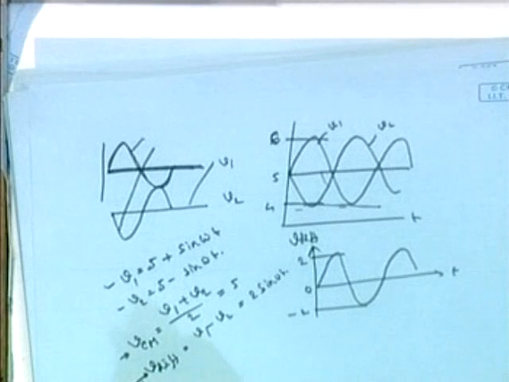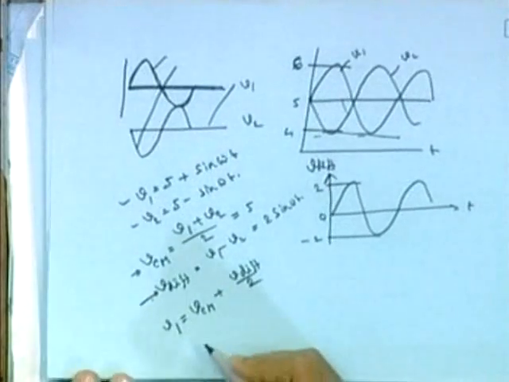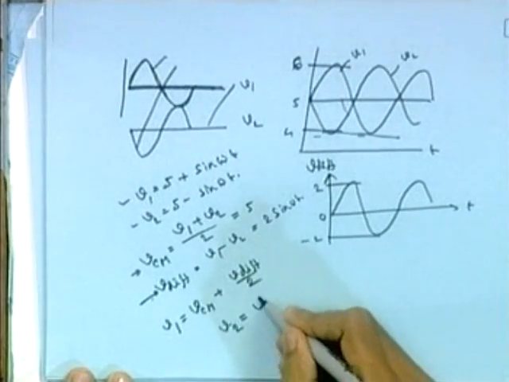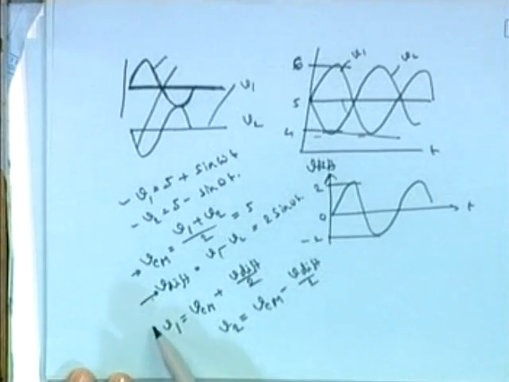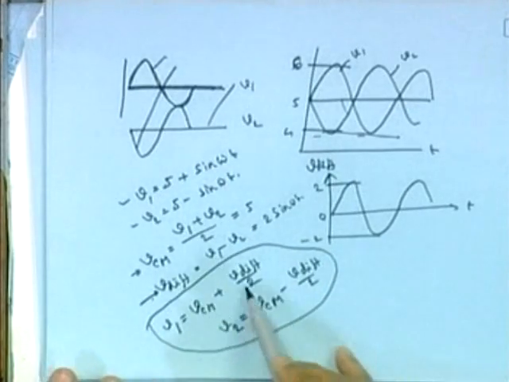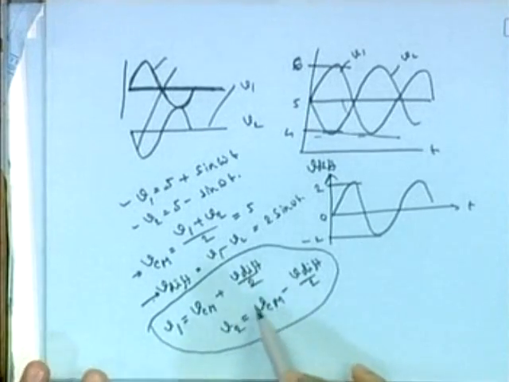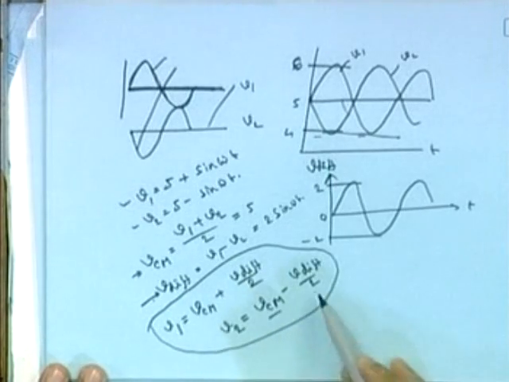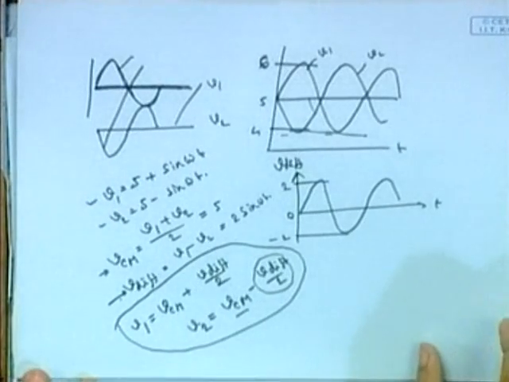So we can write V1 as VCM plus VD by 2, and V2 as VCM minus VD by 2. So any input to our differential amplifier can be written in this fashion: some summation of a common mode voltage and some differential voltage, with a plus or minus sign. So some VCM will be there and some differential voltage will be there.